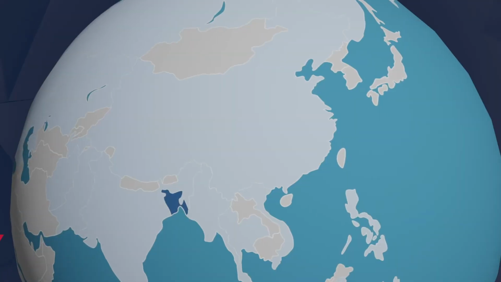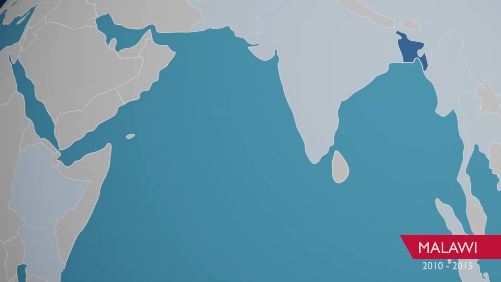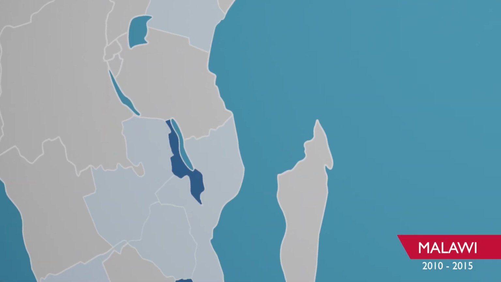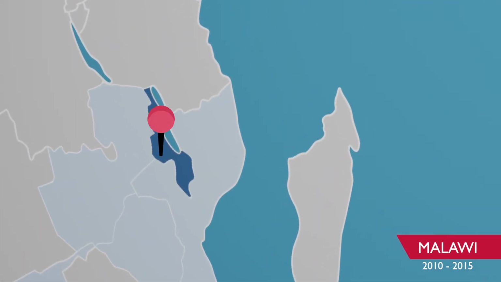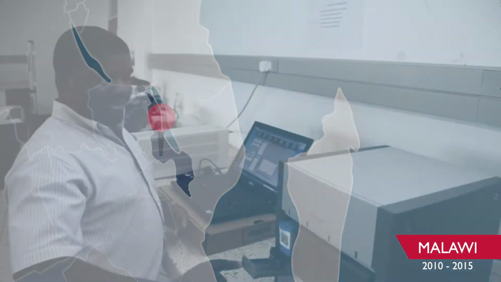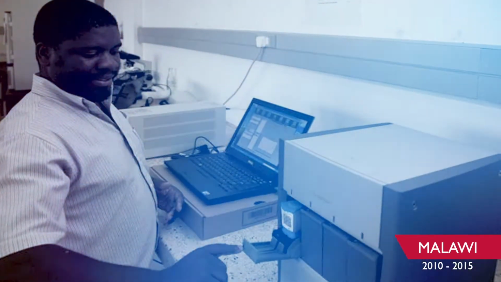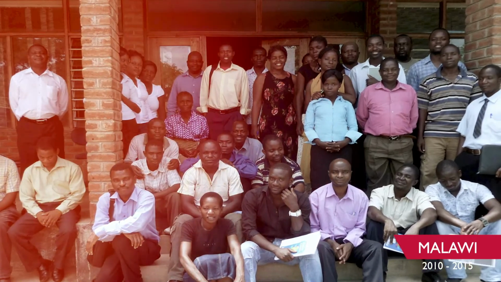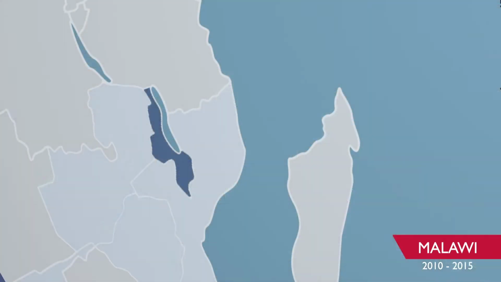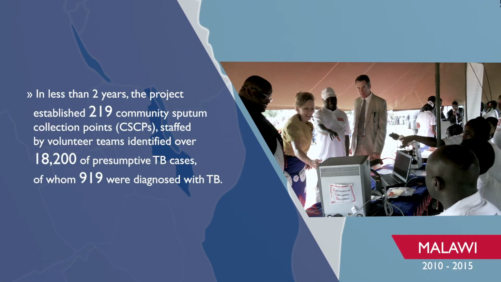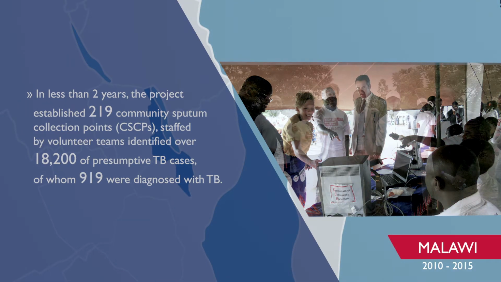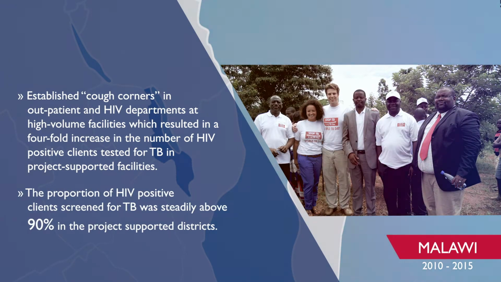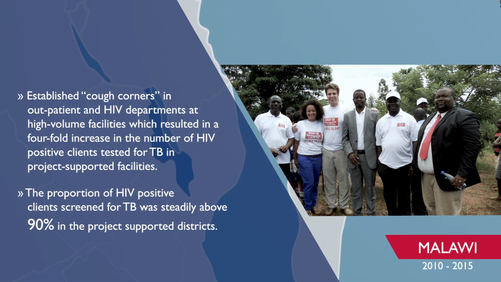In Malawi, TB CARE II worked to expand and solidify achievements, especially around increased case finding, decentralization of TB and MDR-TB services, and improvements in TB-HIV integration. Engaging communities in TB control. Expanded TB case finding at health facilities.